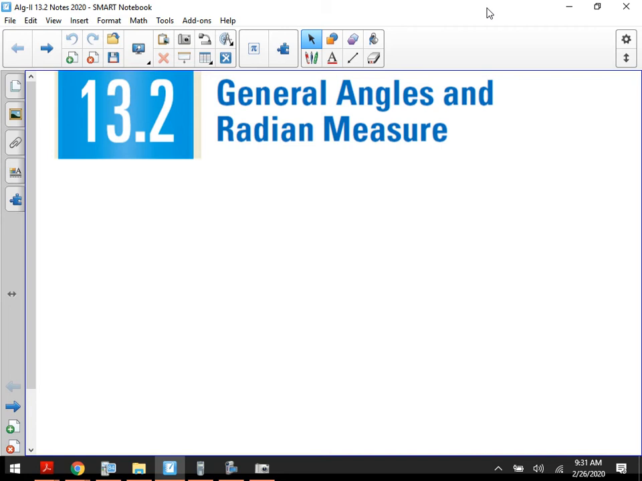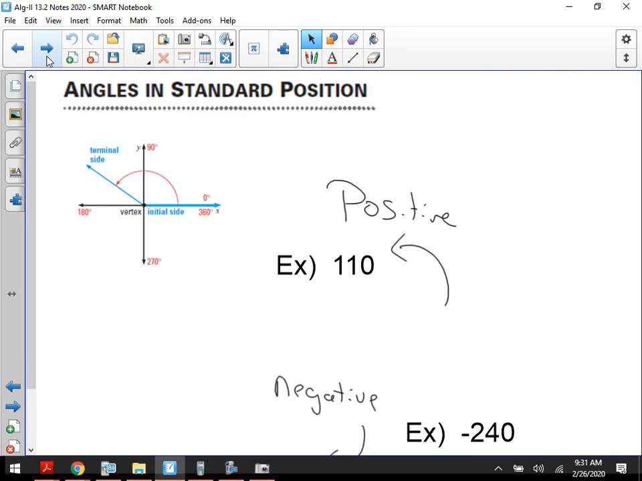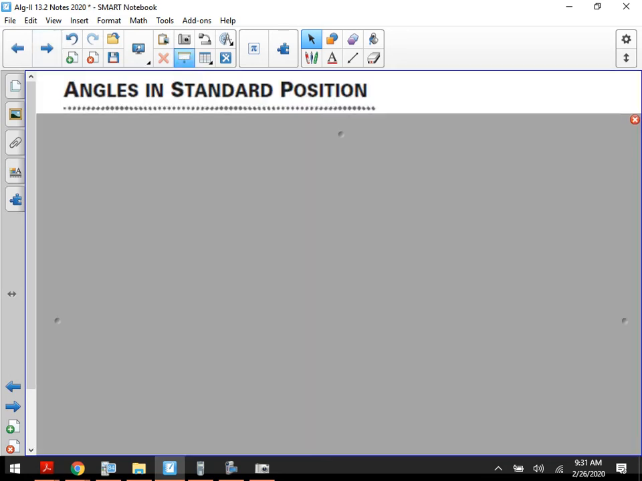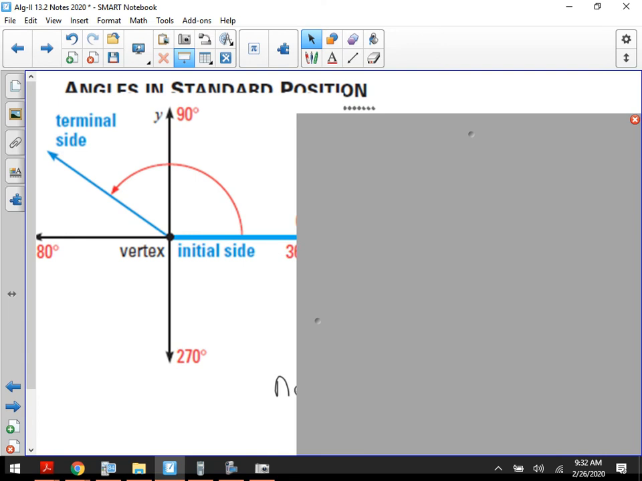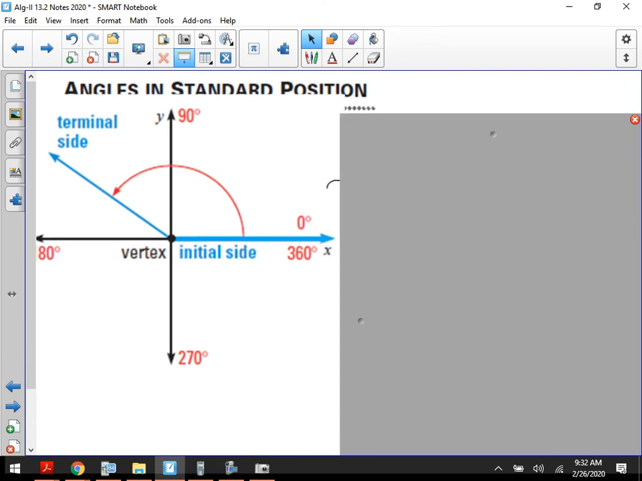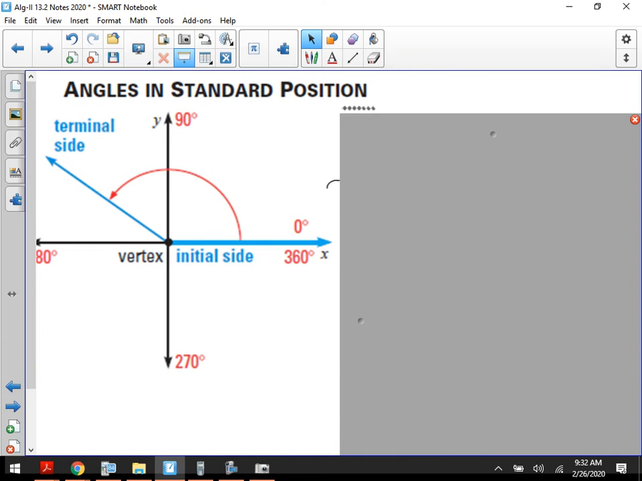You guys don't care. But anyway, we're talking about general angles, and we looked at this not too long ago, when we talked about angles in standard position. When we talk about angles in standard position, we're going to talk about them in terms of the XY coordinate plane. We're going to have what's called an initial side. It's up to you how you draw stuff out. We're going to have a coordinate plane and place angles within it.